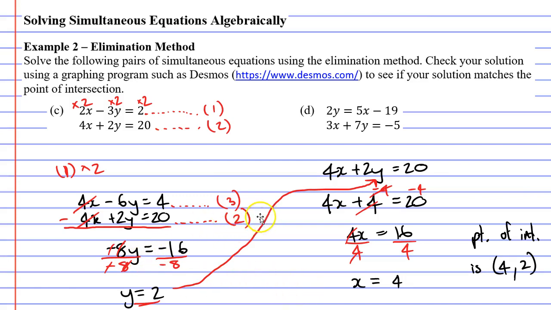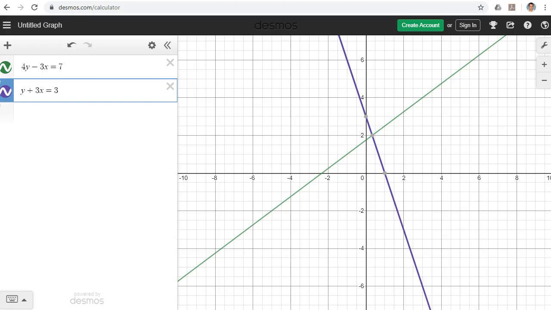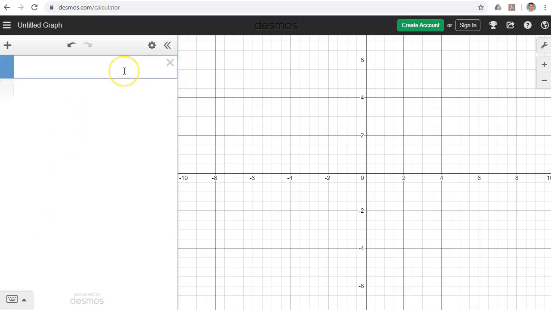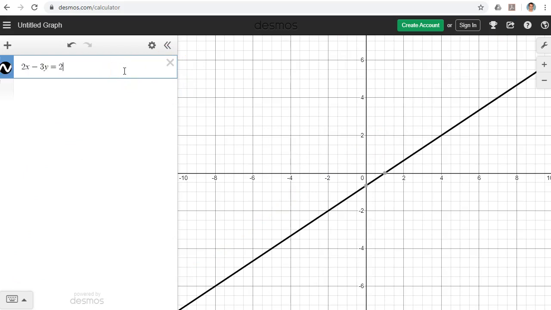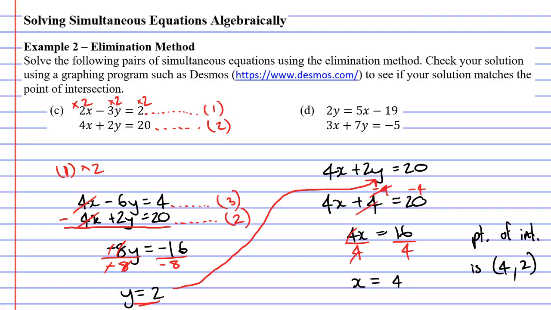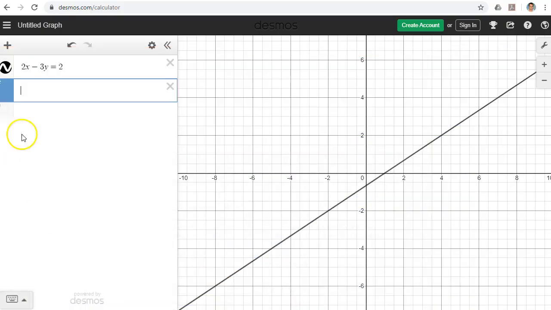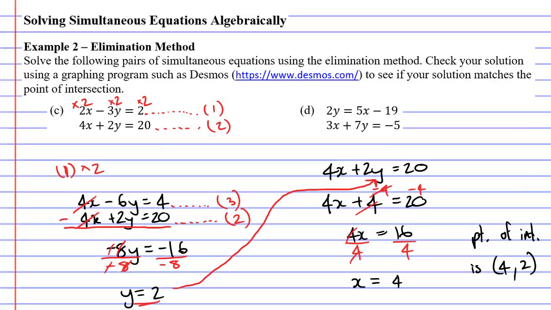So I need to check this on Desmos. My first equation being 2x minus 3y equals 2. And the other one, equation 2, 4x plus 2y equals 20. And the point of intersection is an x value of 4 and a y value of 2. So I know that I've done that one correct.